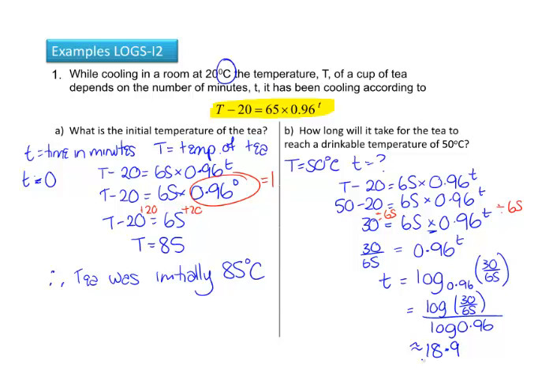I can't fit my therefore statement in, but I'll say therefore it will take approximately 19 minutes for the tea to cool to 50 degrees Celsius. And it's in minutes because that's given in your question. Always have a therefore statement when you have a worded question.